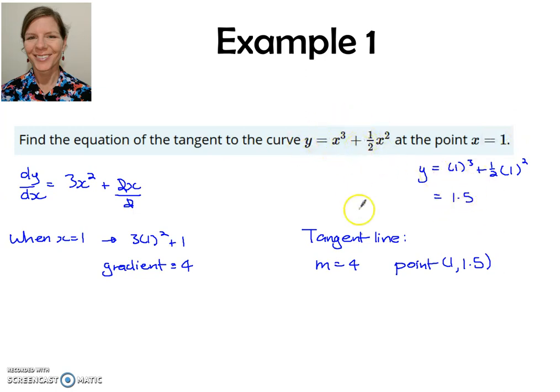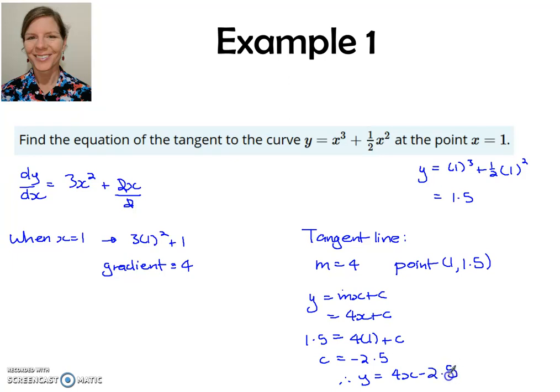Because it goes through that point on the curve, we say y equals mx plus c, which is 4x plus c. Then if we substitute these values in, we get 1.5 equals 4 times 1 plus c, so c must be minus 2.5. Therefore, the equation of the tangent is y equals 4x minus 2.5. So I've stepped this out fairly systematically and thoroughly, showing you every little bit of work here. You don't need to be quite this thorough, providing you understand what you're doing.